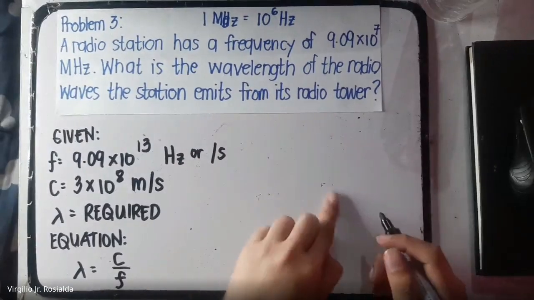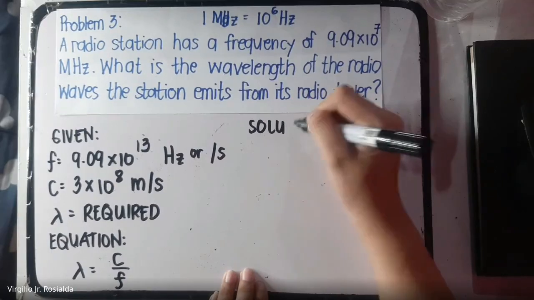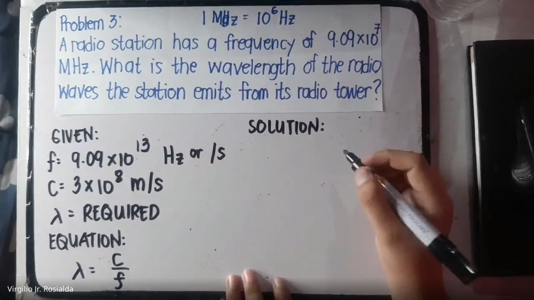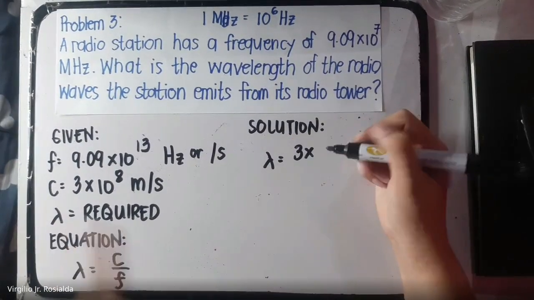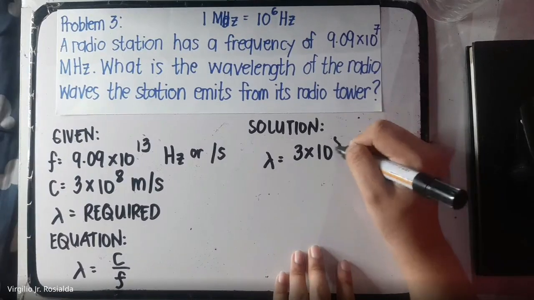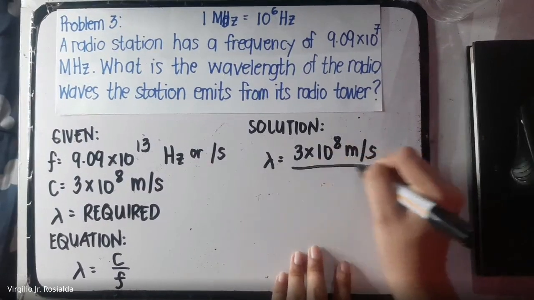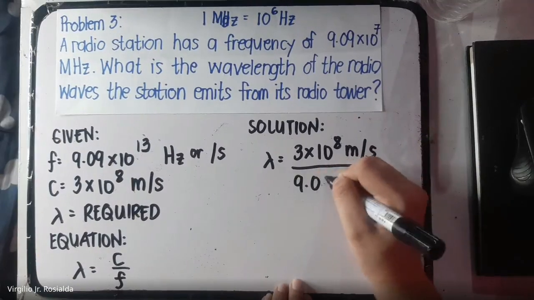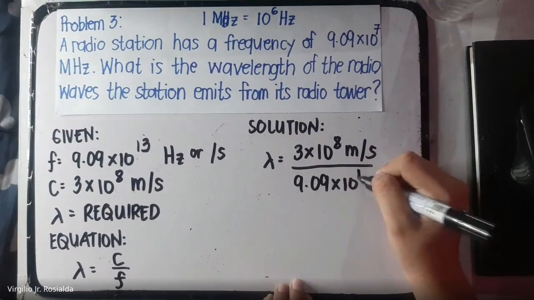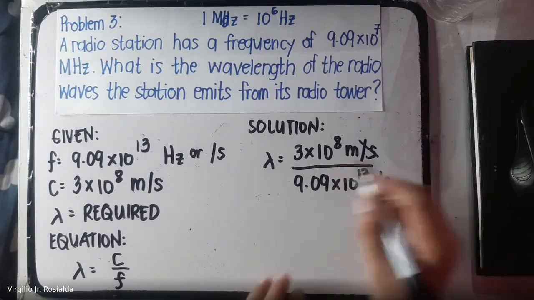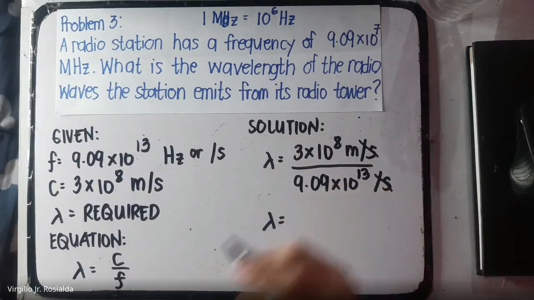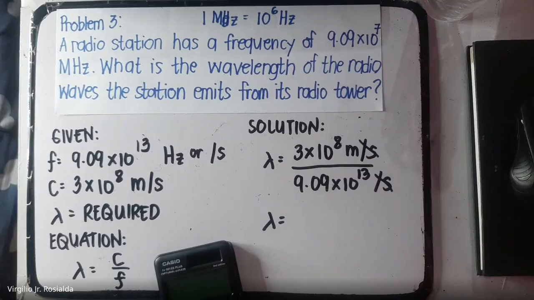Okay. So, our solution now. Lambda is equal to 3 times 10, which is our speed of light, raised to 8 meter per second, divided by frequency, which is 9.09 times 10 raised to 13 na ngayon, per second. Okay. Cancel yung per second, matitira na lang sa'yo meter. So, madali na lang. Tama? So, we just simply divide 3 times 10 raised to 8 by 9.09 times 10 raised to 13.